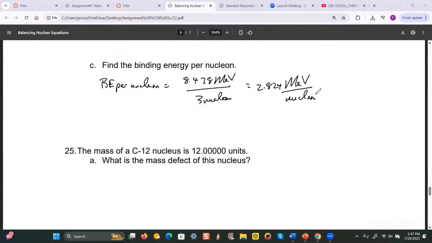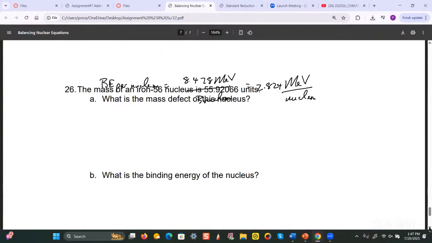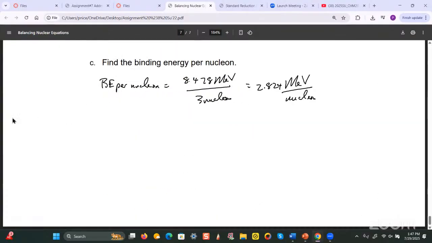Okay, we're going to stop here, but based on what we have done just now, you should be able to do question 25 and 26. So try those on your own. If you have any issues again, please let me know.